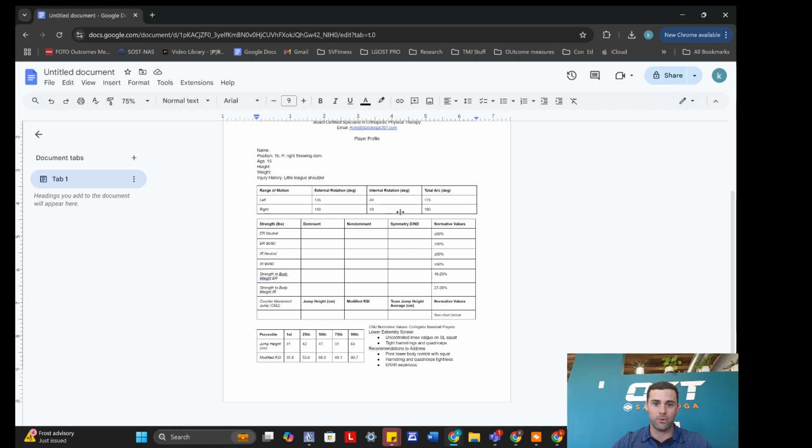Okay, so anything greater than about a 5 to 10 degree difference between the two sides is considered to be out of a normal range. So that's what these numbers are meaning here.